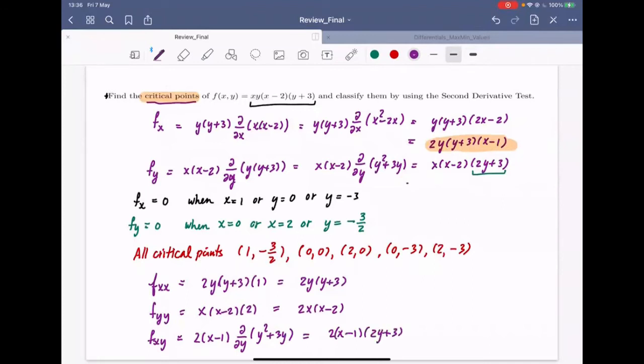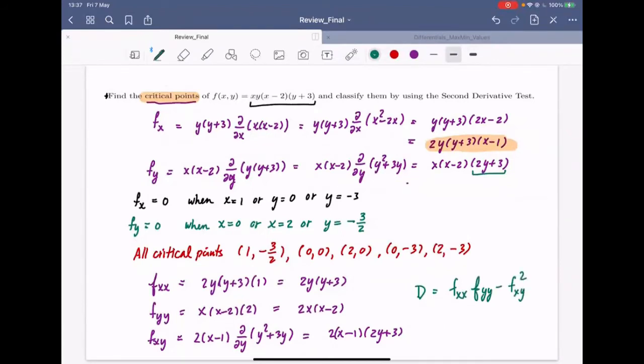Okay. All right, that is all for fxx, fxy, and fyy. And then you can compute your D, which is fxx times fyy minus fxy squared.